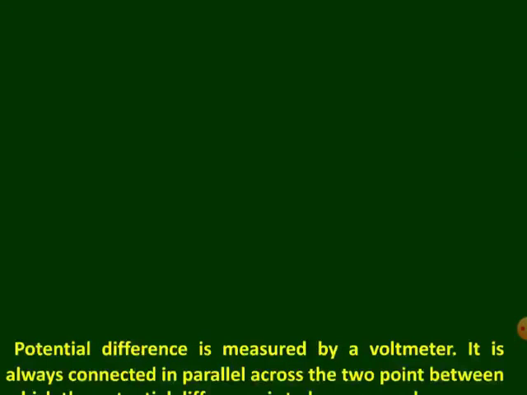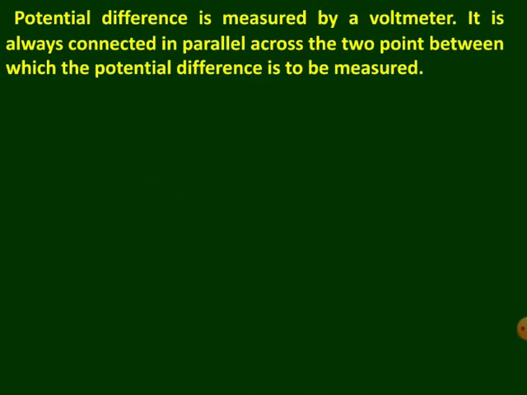Now, potential difference is measured by an electrical device known as a voltmeter, and it is always connected in parallel across the 2 points between which the potential difference is to be measured. So we usually say that an ammeter is connected in series while a voltmeter is connected in parallel to the circuit.